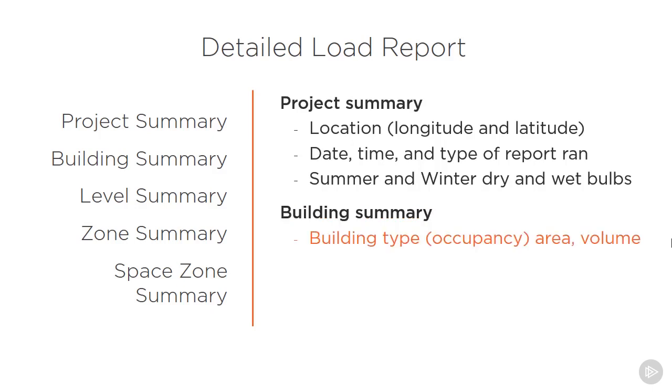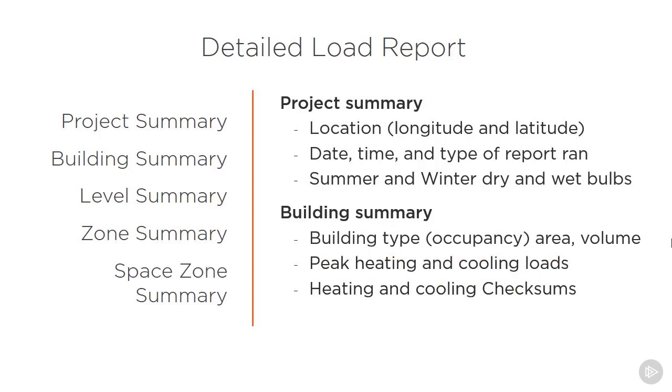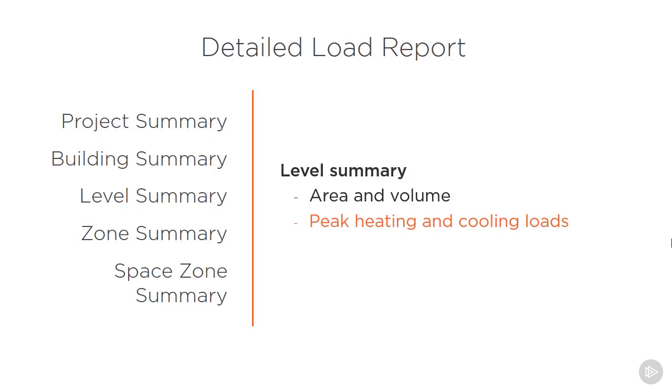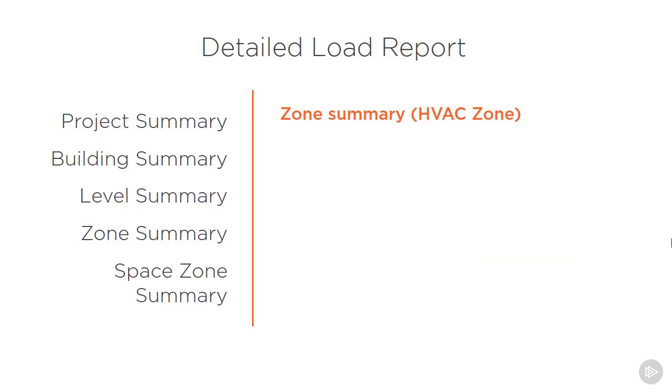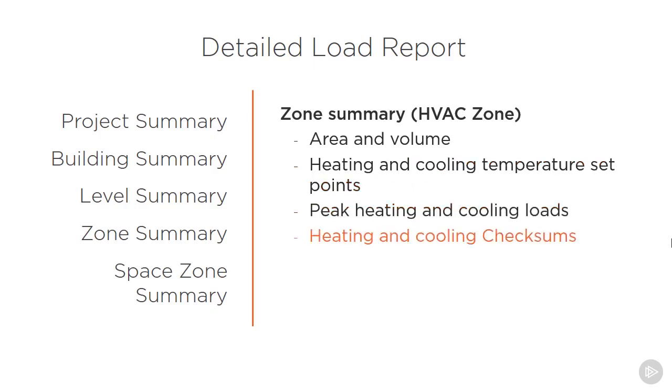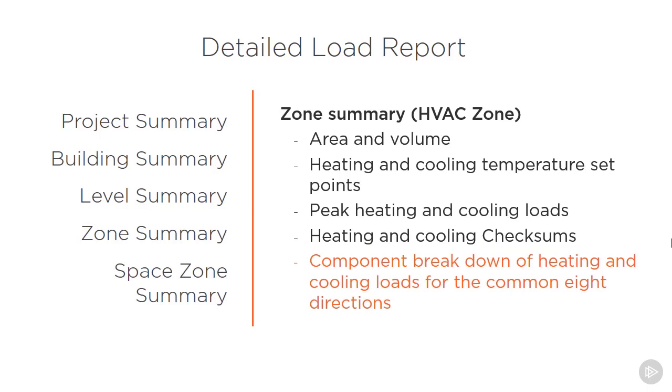Building type, area and volume, peak heating and cooling loads, and heating and cooling checksums. That new summary that you get, which is the level summary, will give you the area and volume of each level, the peak heating and cooling loads of each level, and the heating and cooling checksums for each of those levels in your model. The zone summary will cover the area and volume, your heating and cooling temperature set points, your peak heating and cooling loads, your heating and cooling checksums, and the component breakdown goes a little bit further.